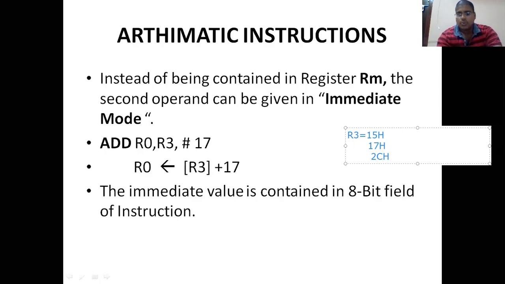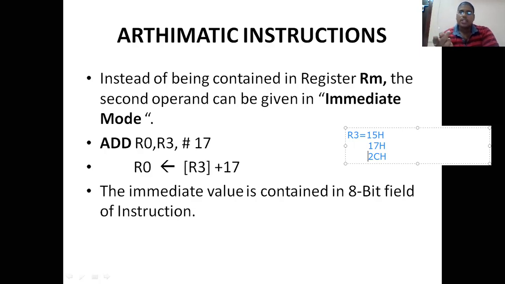This 2CH is going to be stored in the result register R0. That's what we have mentioned in our instruction, isn't it? ADD R0, R3, #17. Hash indicates an immediate value. That means we are directly taking that 17 and adding it with the content of the register R3. We assumed that R3 is equal to 15. Then I added that 15 and 17, and I got 2CH as an answer.